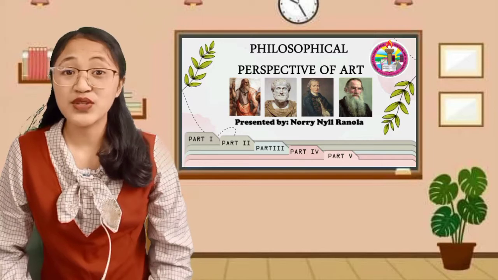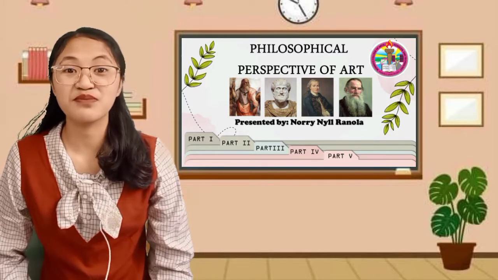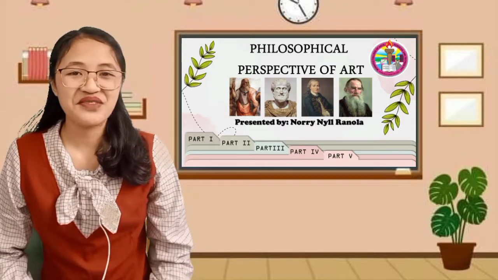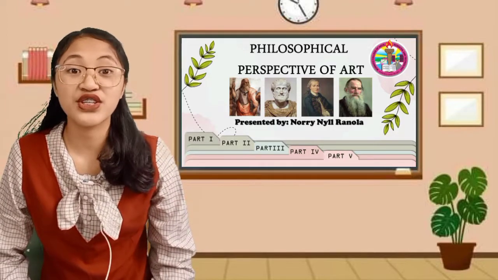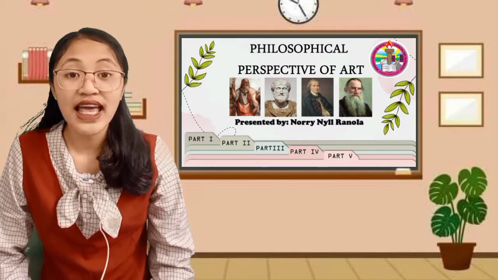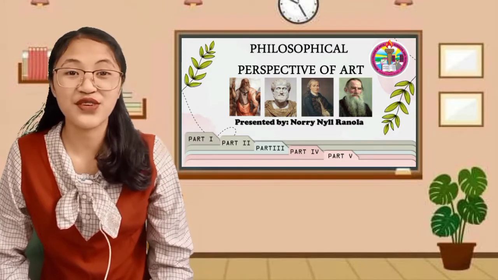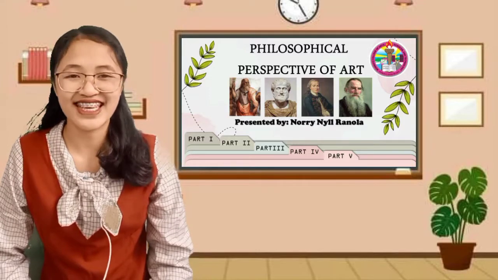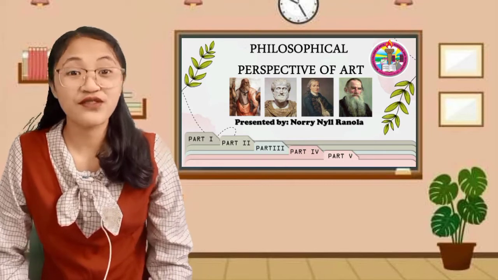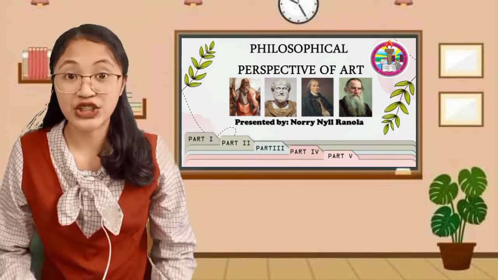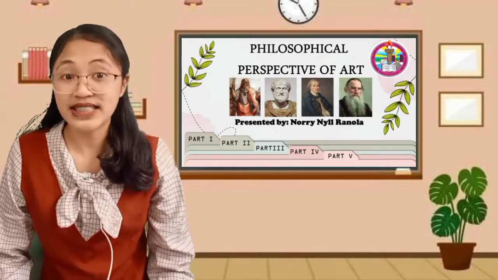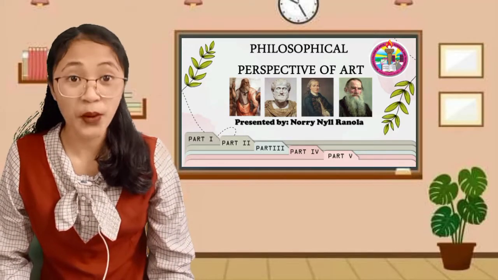Today, I'm going to discuss the philosophical perspective of arts in Lesson 3. The objective of this lesson is to help the learners understand the different philosophical perspectives of arts and be familiar with the philosophers that we are going to talk about in this lesson. The philosophical perspective of art is the study of the nature of art. It includes concepts like imitation, representation, expression, and form.